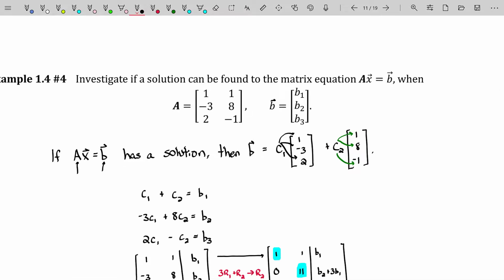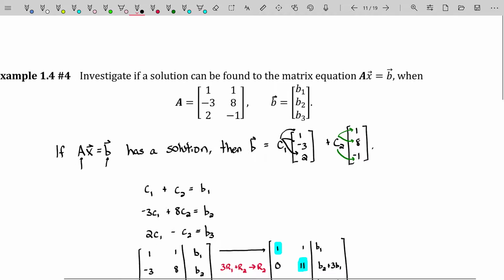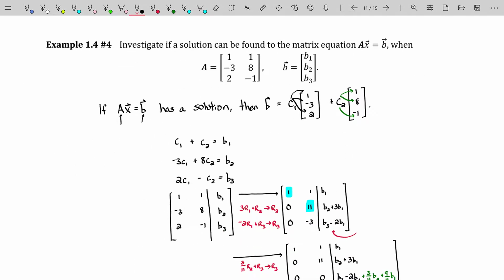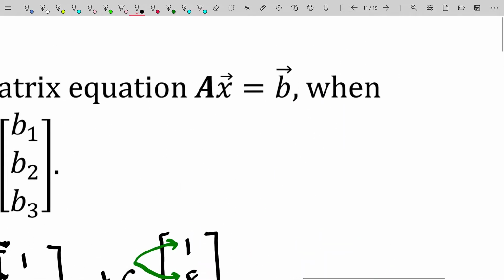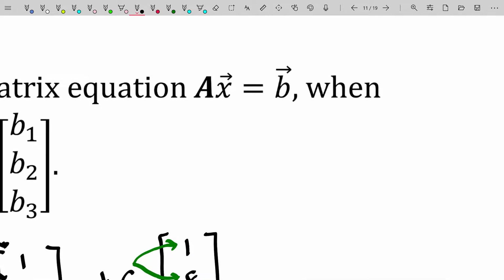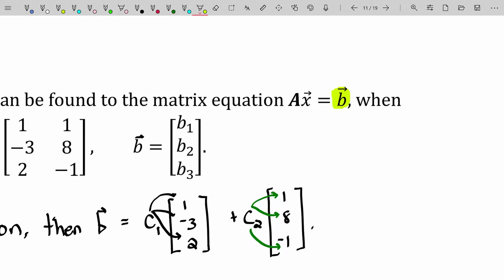Now remember, these vectors b are not the solutions to the system. They are the only vectors b that will allow us to have solutions to this matrix equation. And I said system a moment ago, but I really should have said matrix equation. Anyhow, that is a full investigation into whether or not we can actually find a solution to a matrix equation when the vector b on the right-hand side is arbitrary.